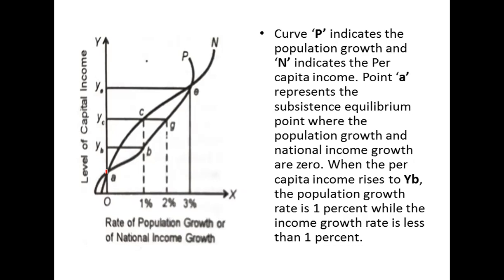When the per capita income rises to YB, we come to this point. The population growth rate is 1%, while the income growth rate is less than 1%. Population growth rate is 1% because this point B lies on this population growth curve. But here the income growth rate is less. Population growth rate is higher, income growth rate is less. Let us say this is 0.3. So income growth rate is only 0.3, but population growth rate is 1%.